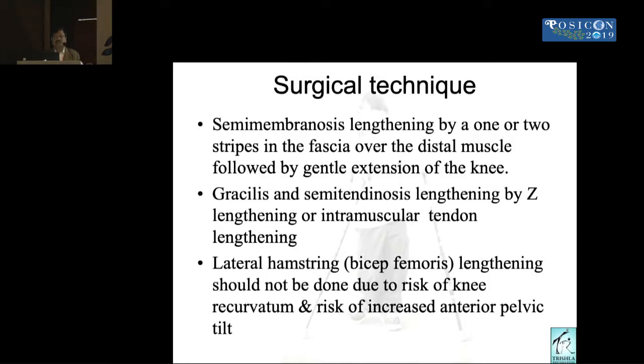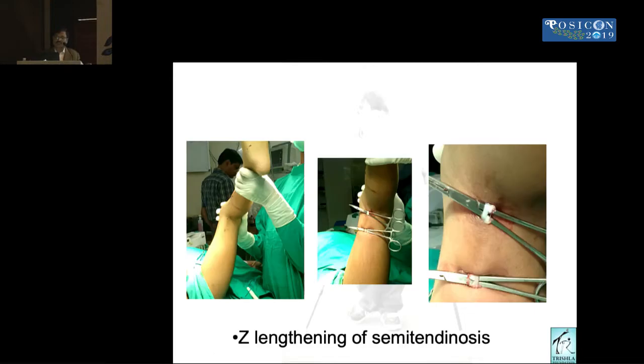In the surgical technique, the semimembranosus is lengthened by one or two stripes in the fascia over the distal muscle, followed by gentle extension of the knee. Gracilis and semitendinosus lengthening is usually done by Z lengthening, sometimes by intramuscular tendon lengthening if there is very mild contracture. But we have to spare the biceps femoris most of the time, because there is a risk of knee recurvatum and increased anterior pelvic tilt if you do the biceps femoris along with that. Simple Z lengthening of the semitendinosus can correct mild to moderate knee flexion contractures.